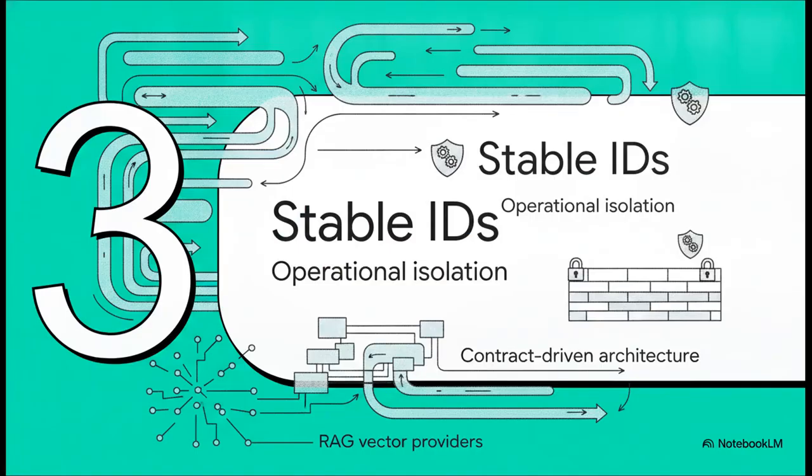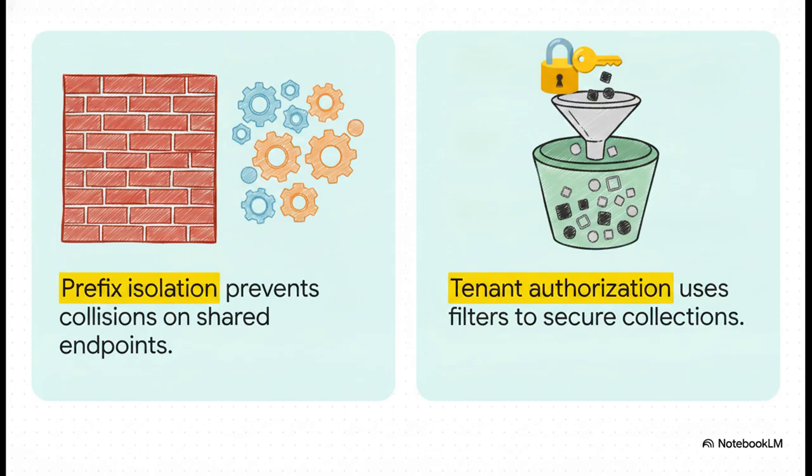Okay, Section 3, Collections and Stable IDs, focusing on operational isolation and entity mapping. Let's see how this all maps out in our actual data structures. It is absolutely vital to understand the difference between operational isolation and tenant authorization. A collection prefix is purely for operational isolation. It's exactly like putting your name on your lunch in the shared office fridge so it doesn't accidentally collide with someone else's meal. It keeps things organized, but that prefix is not security.